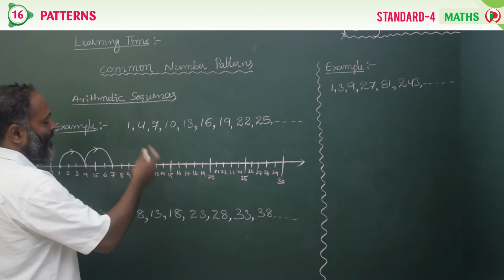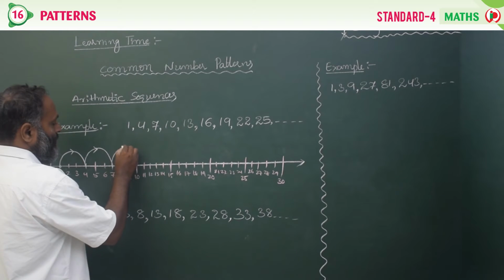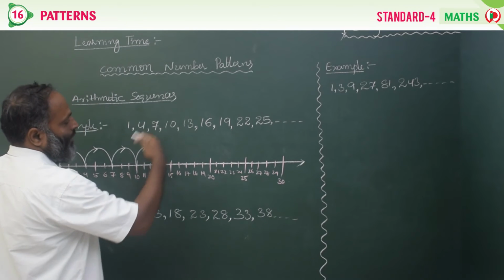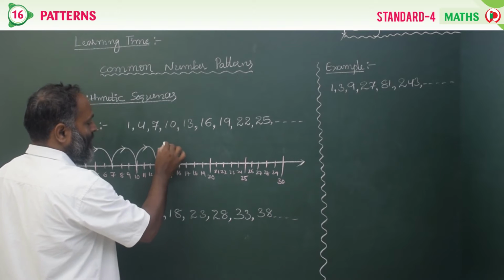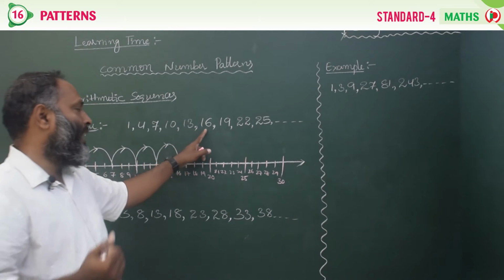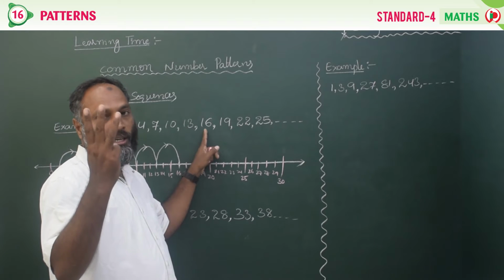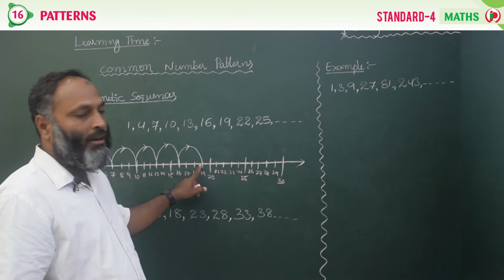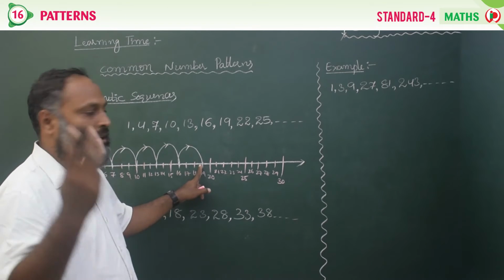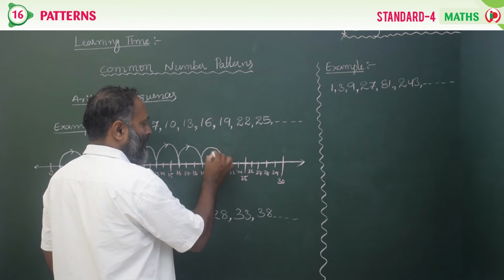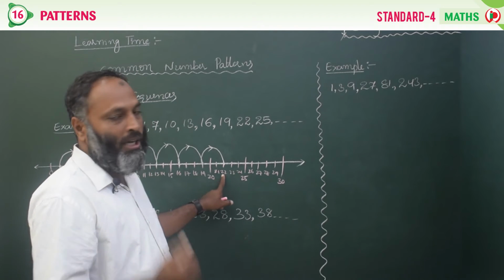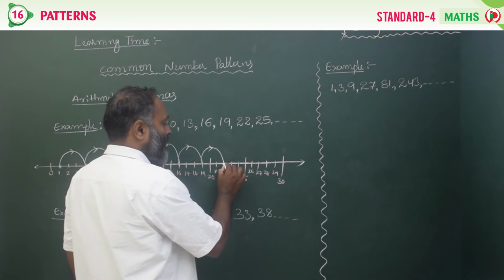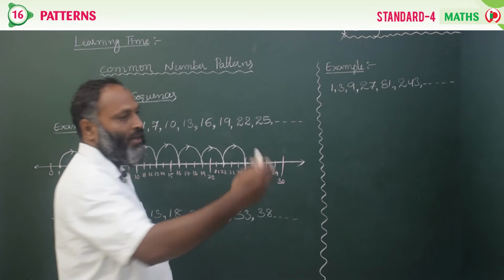Again, if you add 3 to 7, you will get 10. Add 3 to 10, you get 13. Add 3 to 13, you get 16. For 16, if you add 3, 17, 18, 19, you will get 19. For 19, add 3: 20, 21, 22, you'll get 22. For 22, add 3: 23, 24, 25, you'll get 25. So on, this sequence will continue.